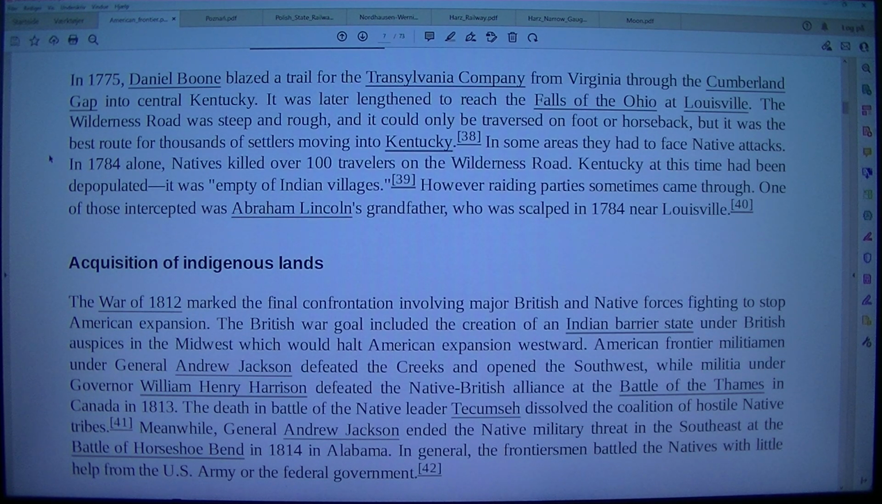In some areas they had to face native attacks. In 1784 alone, natives killed over 100 travelers on the Wilderness Road. Kentucky at this time had been depopulated. It was empty of Indian villages. However, raiding parties sometimes came through. One of those intercepted was Abraham Lincoln's grandfather, who was scalped in 1784 near Louisville.